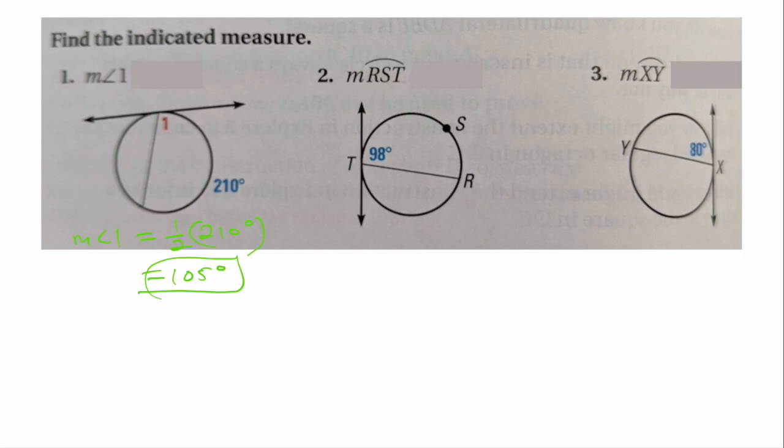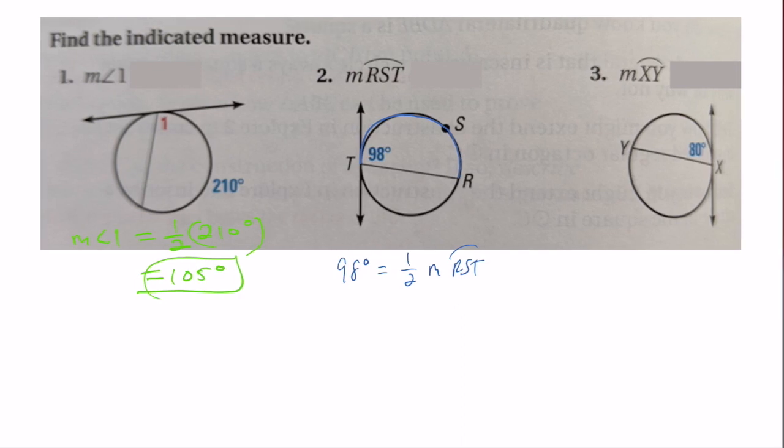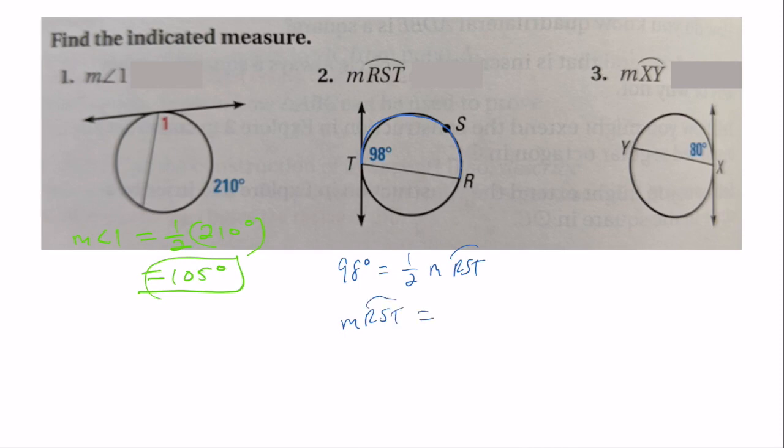Okay. The arc RST. Notice in this case they're asking me to find arc RST. Well, I know that 98 degrees in this case is equal to one half the measure of arc RST. I'm applying that same idea. So if half of that is 98, then if I just multiply by 2, I'll get the measure of arc RST, which is 196. All I do is multiply the 98 by 2, because that gives you the intercepted arc.